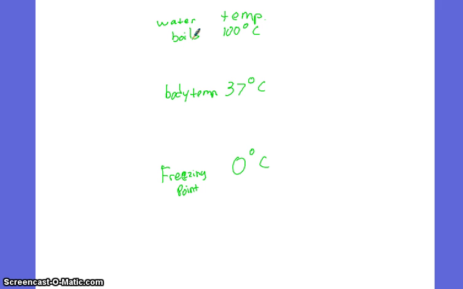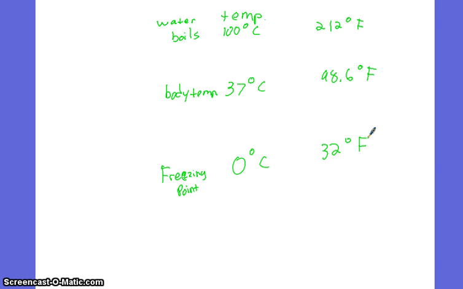So those are some key terms that you need to know, remember. And the translation of that is, that's 212 degrees Fahrenheit. This is 98.6 degrees Fahrenheit. And this is 32 degrees Fahrenheit. So as you can see, they don't translate very well across from each other.